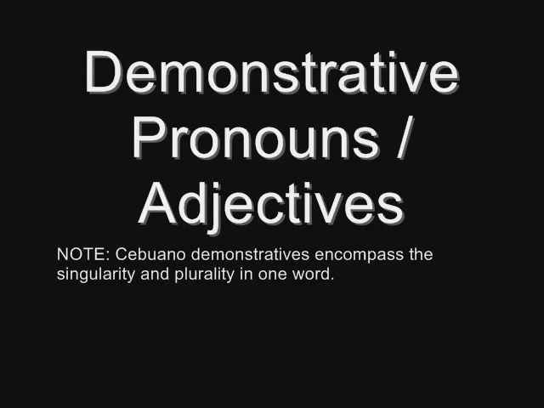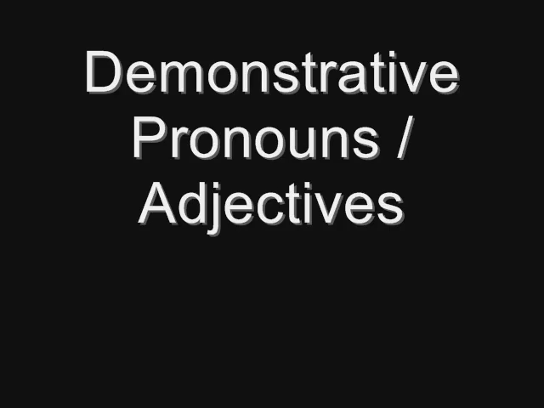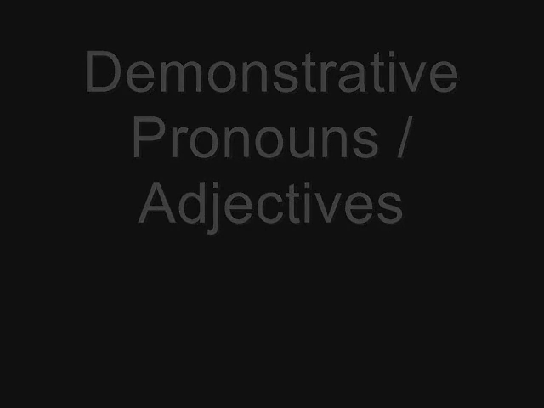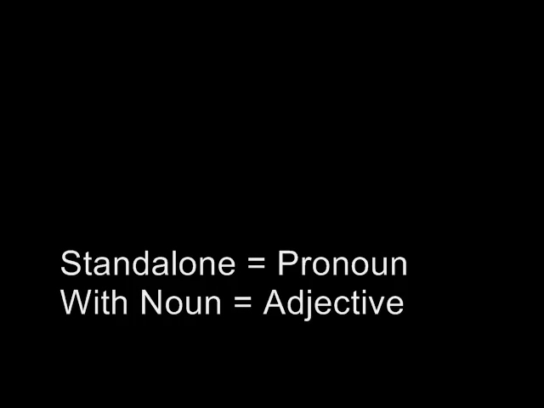Alright, in this lesson we're going to talk about demonstrative pronouns and demonstrative adjectives. This and that. Now, in English, there are two demonstrative words, this and that. Depending on the usage, these words can act as pronouns or adjectives. For example, when they're used as standalone words, they are pronouns. But when they are in front of a noun, to describe the noun, they are adjectives. So here's two examples with the word that, being used as a pronoun and an adjective.